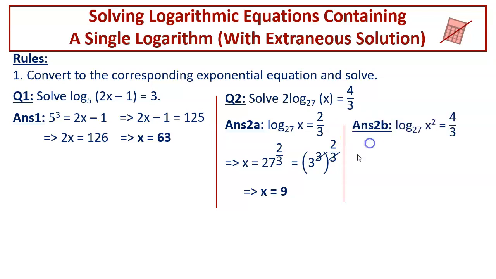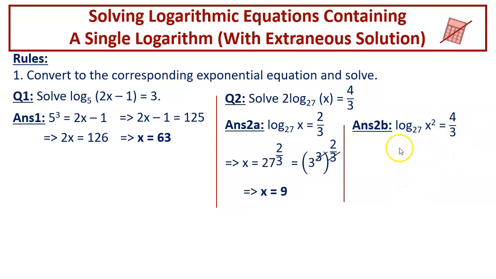Okay. So this time we are not dividing both sides by 2. Rather, we are taking this 2 from the coefficient place and making it the power of the argument. So it becomes log of x squared to the base 27 equal to 4 over 3.